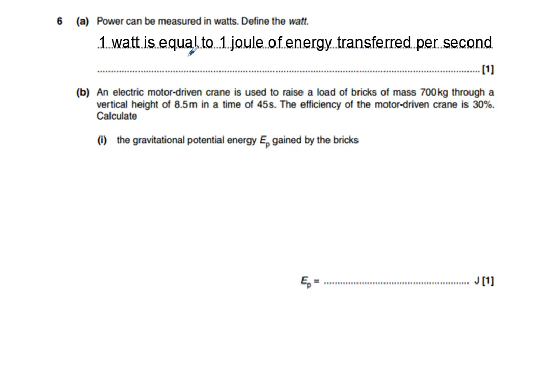With definitions, it's very important that you don't mix units with words. So you need to stick to one or the other. I've chosen a worded definition, but don't mix words and units. For example, you can't say 1 watt is equal to 1, and if I was to not write the word joule, I was just to put a J, that's mixing units and words, and the examiners don't like that, so you need to stick to one or the other.